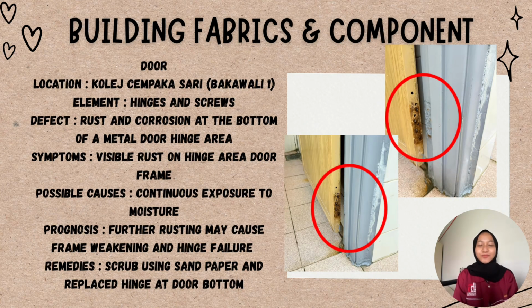Next is building fabrics and component. The component is door. Location College Cempaka Sari, Bakawali 1. The element is hinge and screw. Defect is rust and corrosion at the bottom of a metal door hinge area. Symptom is visible rust on the hinge area and door frame. Possible cause of this defect is continuous exposure to moisture. The prognosis is further rusting may cause frame weakening and hinge failure. The remedy is to scrub using sandpaper and replace the hinge at the bottom of the door.